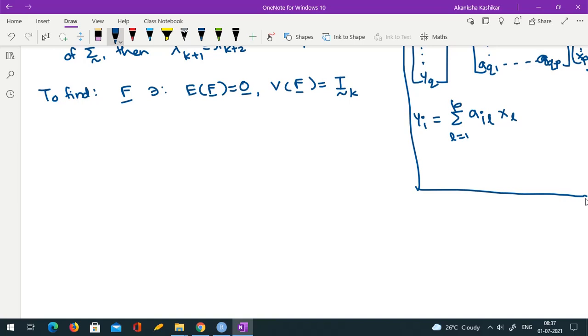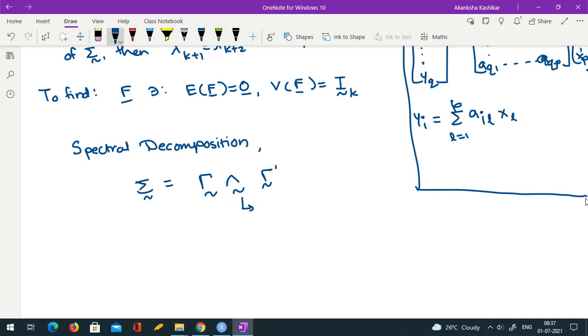So what I have is this original sigma. Now again we are going to use linear algebra theory. We know spectral decomposition. I hope all of you are aware of spectral decomposition. Spectral decomposition tells me that I can write my sigma as gamma lambda gamma prime, where lambda is a diagonal matrix with eigenvalues as the diagonal entries.